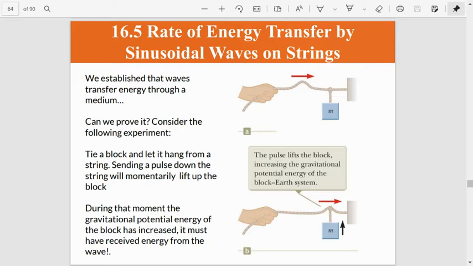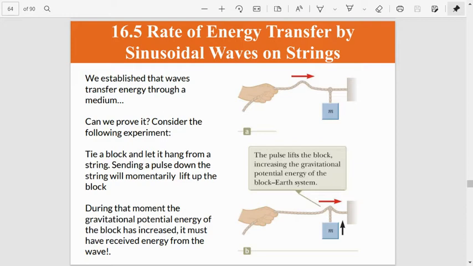16.5 is talking about the rate of energy transfer for waves, and we already said that a wave is a transfer of energy through a medium, not matter, but energy. And we might not be convinced of that, right? Where is that energy? Is it really energy? Well, here's a little thought experiment.